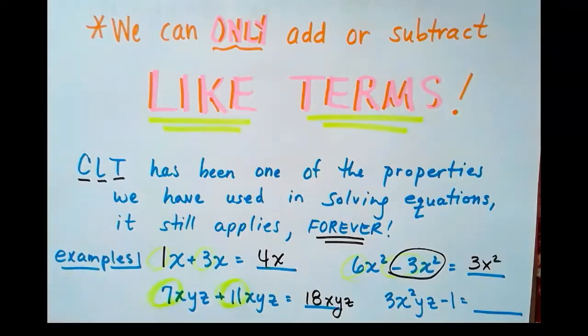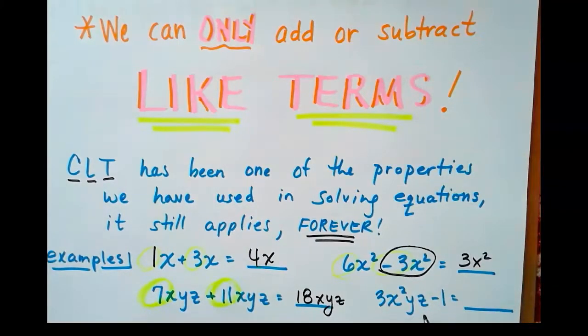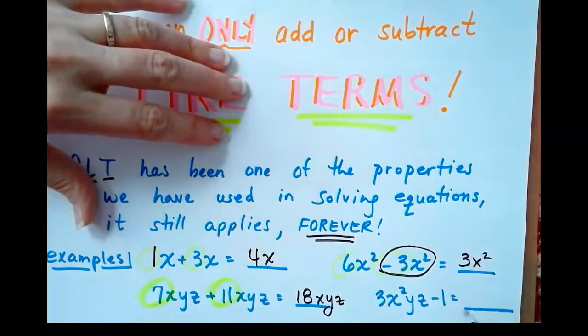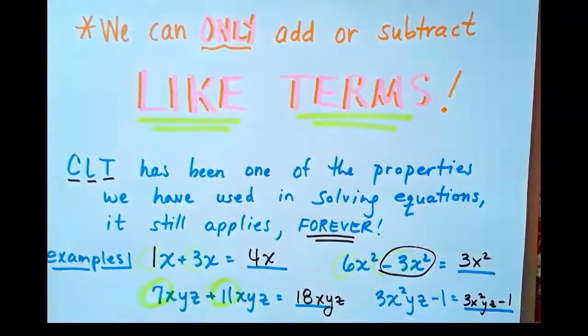Now finally, this last one. We've got two terms here. One is a variable expression. One is a constant. Can we combine like terms here? No, it's already in simplest form. So 3x squared yz minus 1 cannot be simplified. It just remains 3x squared yz minus 1. We cannot combine anything there because there are no like terms.